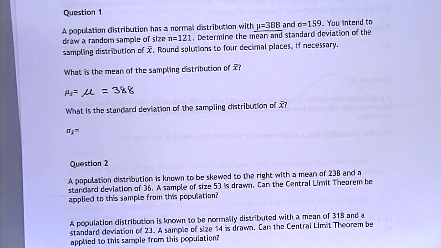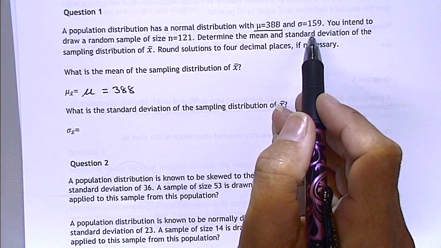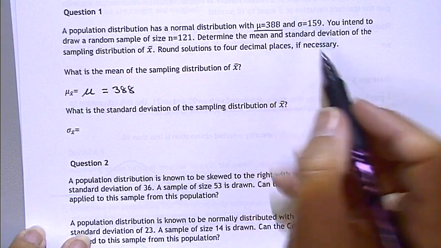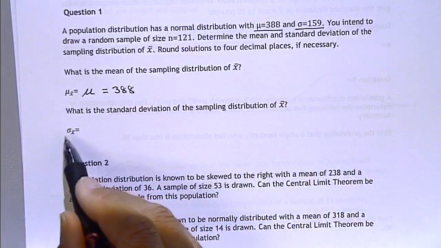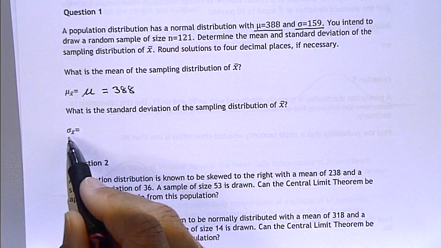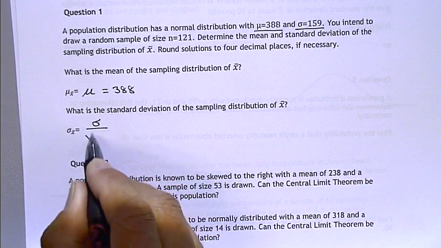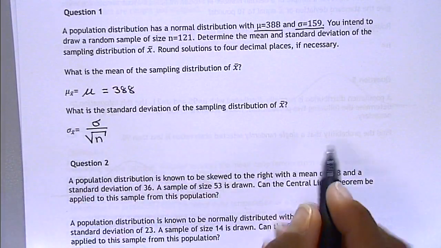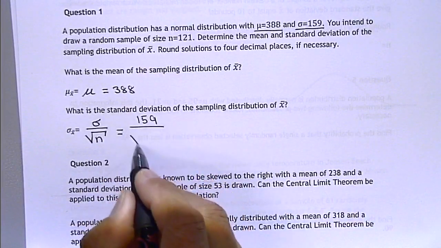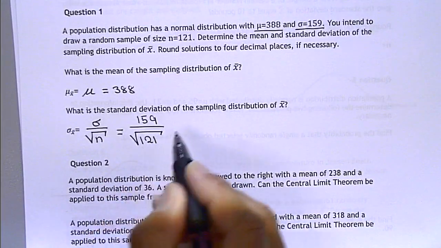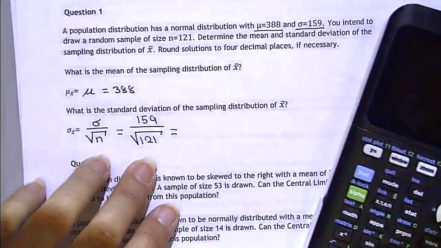We don't have to worry about calculating the mean. We do, however, always have to worry about calculating the standard deviation. Before, in Chapter 6 problems, you were given the standard deviation of the population. You're given it again in these problems, but for the standard deviation of the sampling distribution of sample means, in other words, the standard deviation of X bar, we have to take that standard deviation of the population and divide it by the square root of the sample size. So you say 159 divided by the square root of the sample size, which in this one was 121. So 159 divided by 11. Isn't that the square root of 121?